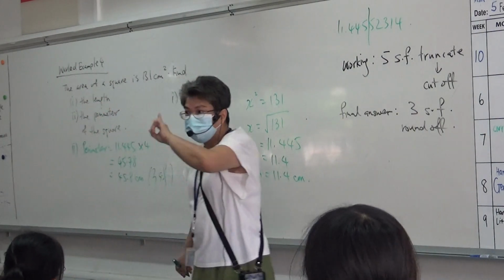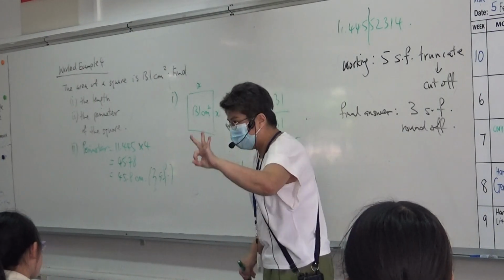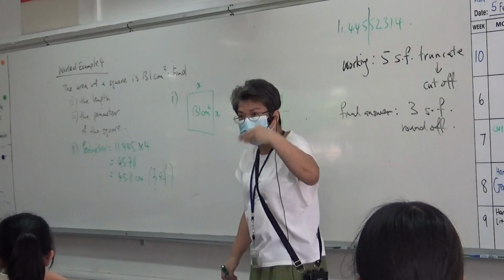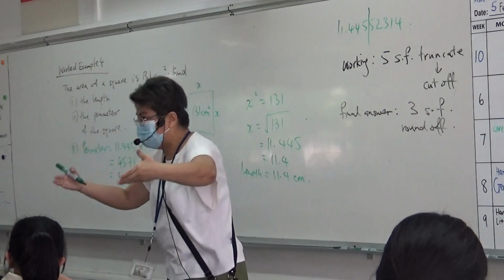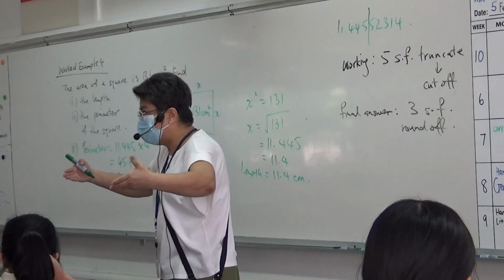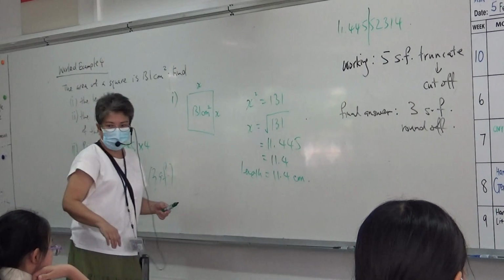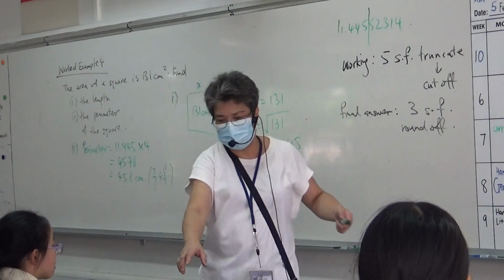Okay, when the question doesn't state anything and it's not exact, you must keep 3 significant figures. If they state in the question, then you must follow the question. The question will override that instruction. Do you understand? Okay, then I need to qualify one thing.